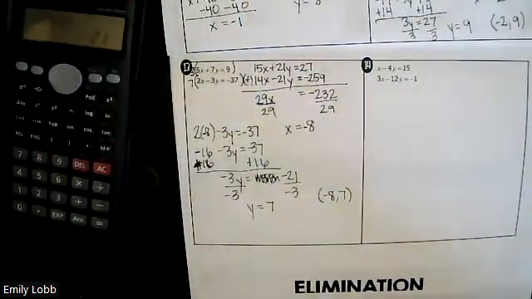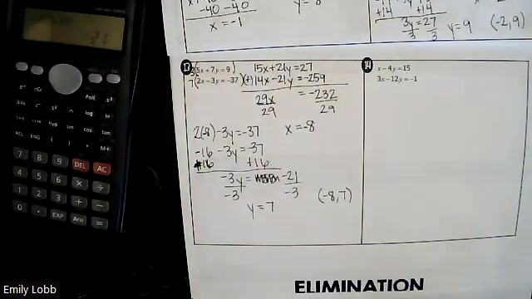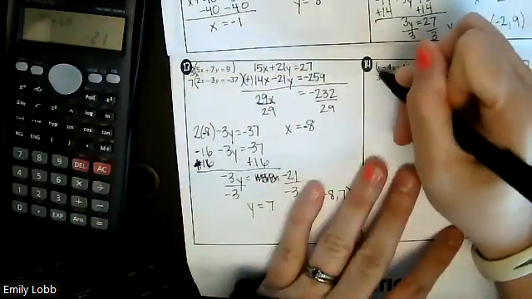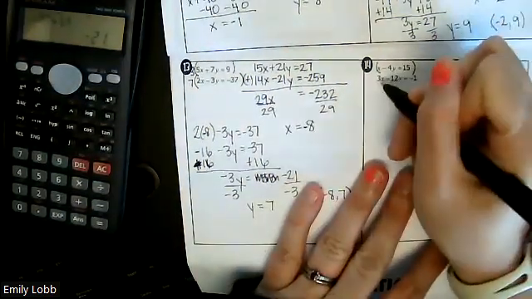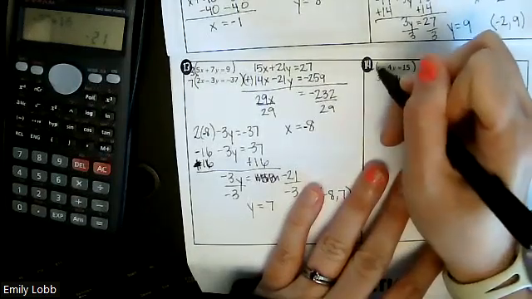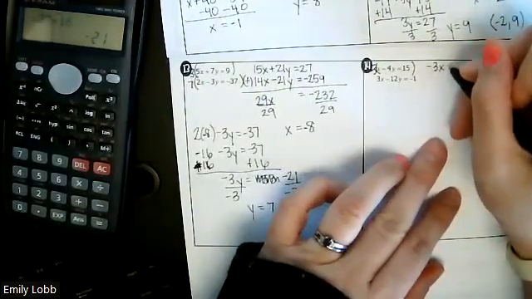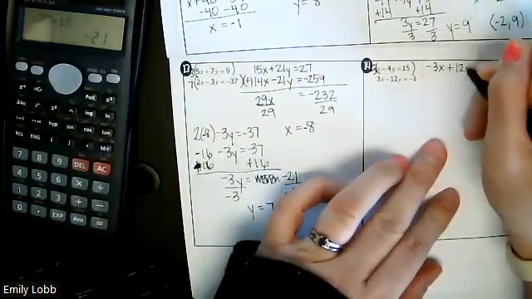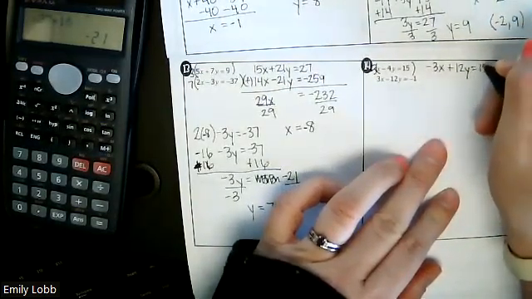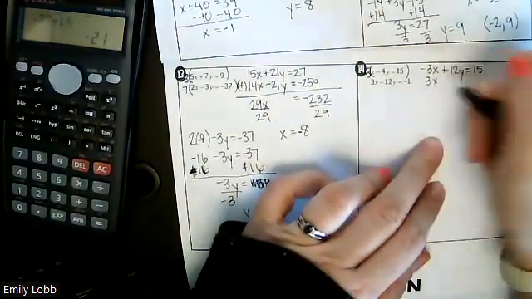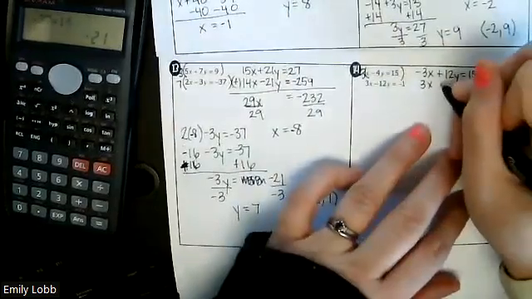All right, it looks like, oh, this is a fun one. What happens if I match up my x's? I need this to be a negative 3, right? So this becomes negative 3x plus 12y equals 15. What do you see is going to happen here? If I copy down this other one, you'll really start to see it.